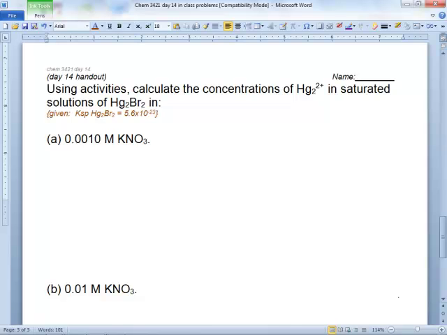So we want to find the concentrations of mercury(I) ion, well, they call it mercury 1, oxidation state 1, in the saturated solution of mercury(I) bromide. I looked up the KSP for you, so it's up there. The only reason to give you the KNO3 is that if it was not there, I don't see how you could do an activity problem because you would have no idea what the ionic strength is. That's all it's doing.